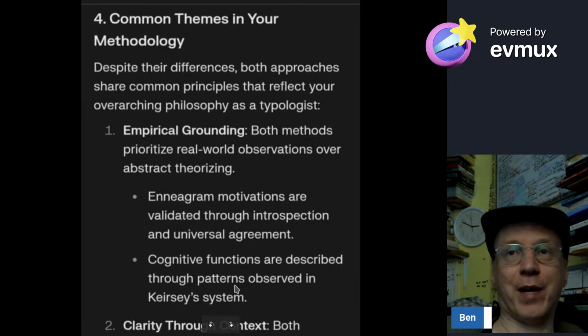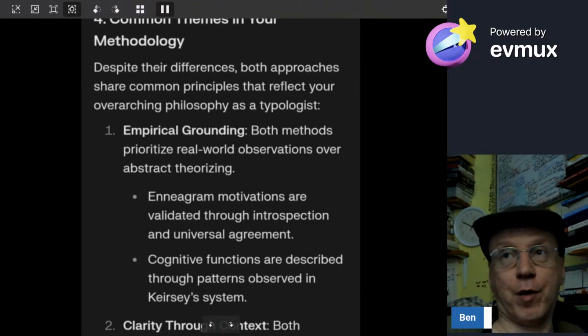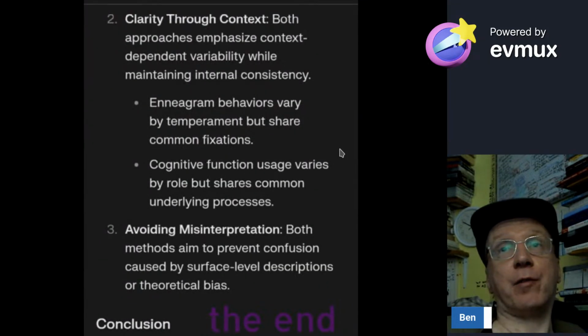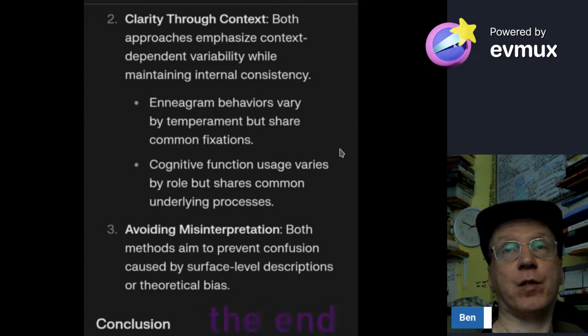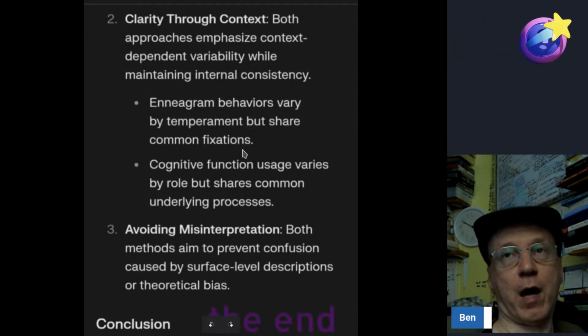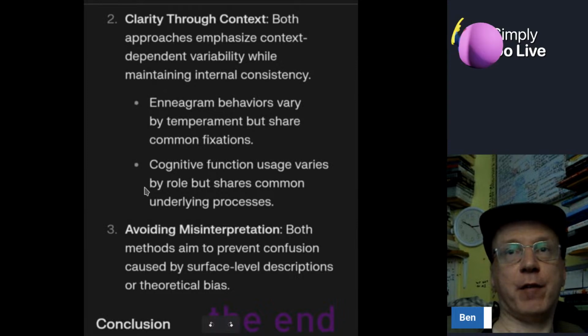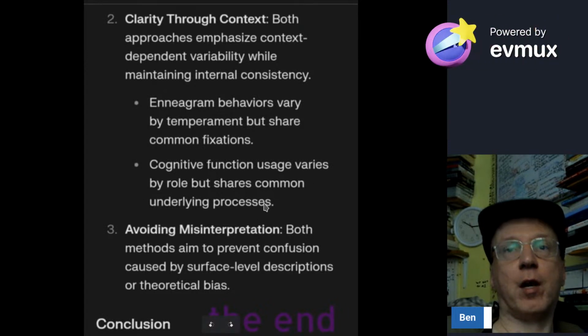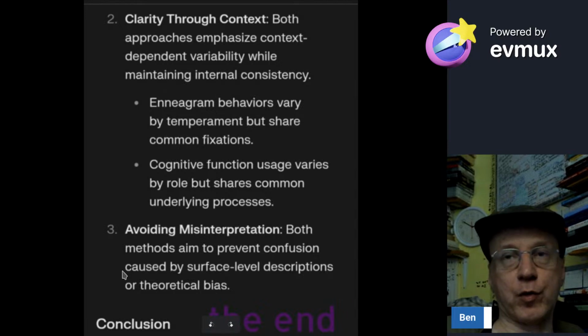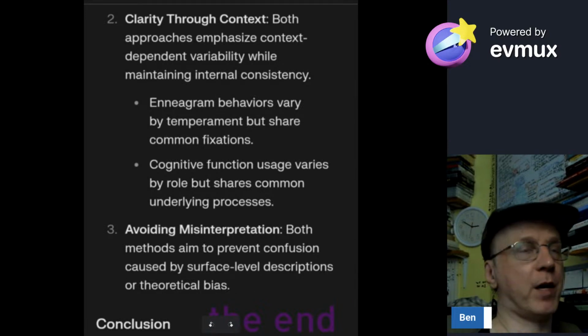Cognitive functions are described through patterns observed in Keirsey's system. Right, or they correlate to it's the combinations, right at the end. Clarity through context. Both approaches emphasize context-dependent variability while maintaining internal consistency. Enneagram behaviors vary by temperament, but share common fixations. Cognitive function usage varies by role, but shares common underlying processes. Avoiding misinterpretation. Both methods aim to prevent confusion caused by surface-level descriptions or theoretical bias.